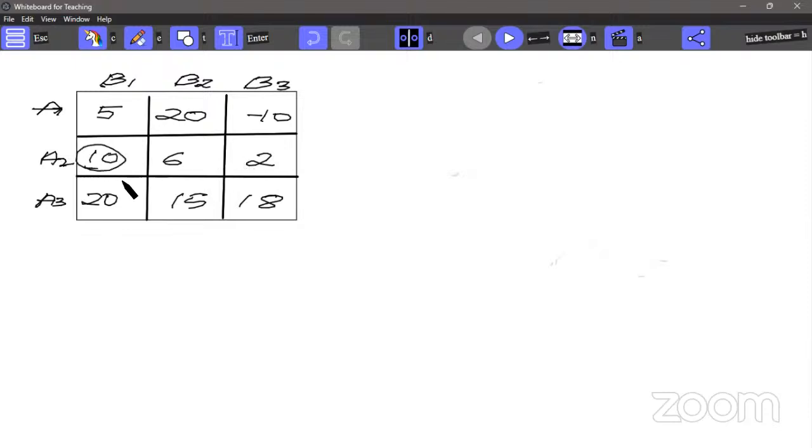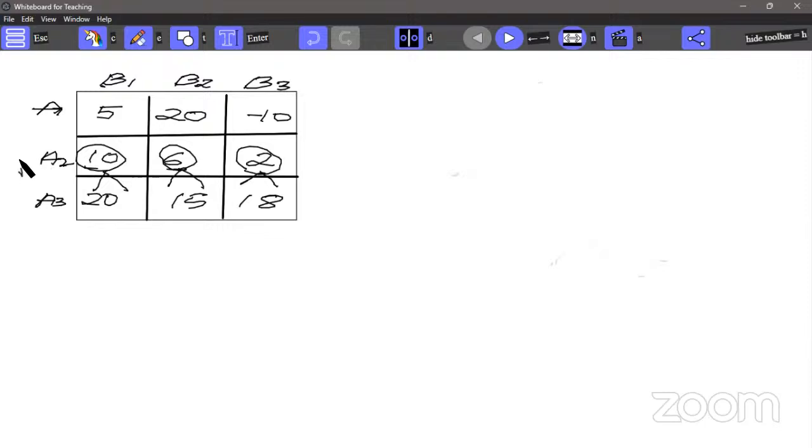Which is lesser than 20? Yes. And the A2 strategy is giving 6, which is lesser than 15. And if he is choosing A2 and B is choosing B3, he is getting 2 rupees, which is lesser than 18. So for A, isn't A2 a weaker strategy? Are you getting the point?